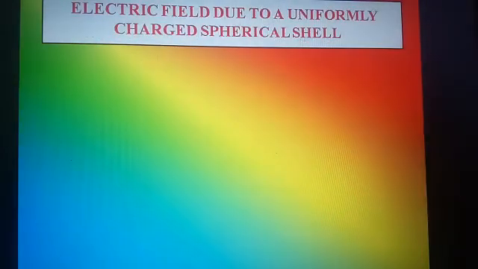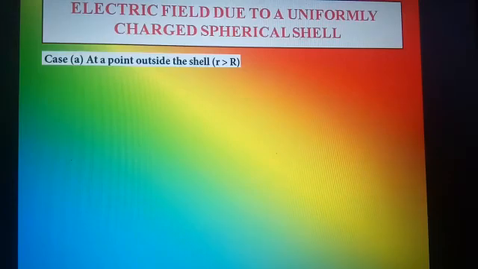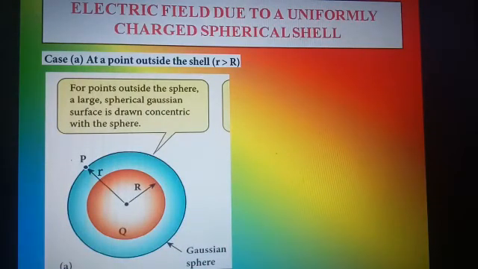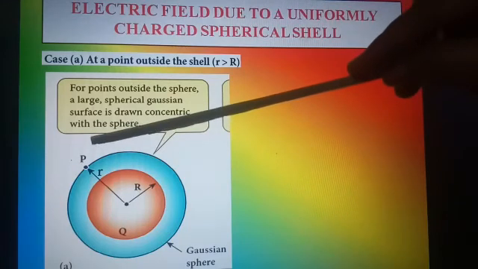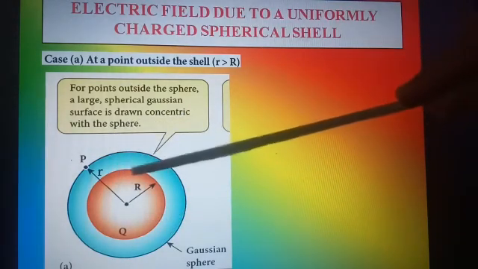And the next topic is the electric field due to a uniformly charged spherical shell. Consider a uniformly charged spherical shell of radius capital R and total charge capital Q. The electric field at the points outside and inside the sphere is found using Gauss law. We can find the electric field from the spherical shell through three cases. The first case is at a point outside of the shell. You see the diagram. Let us choose a point P outside the shell at a distance of r from the center.